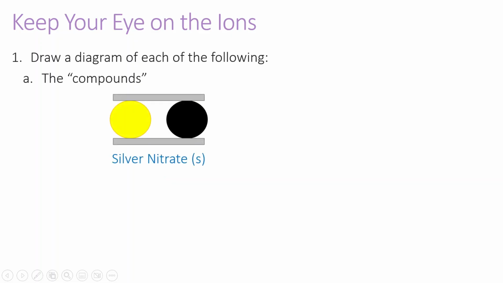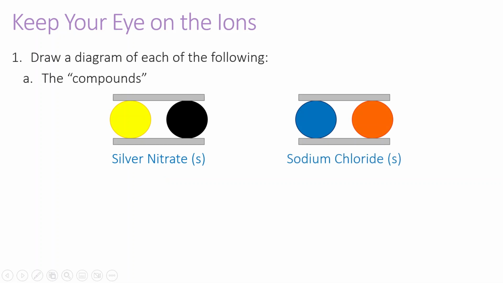So we want to draw a diagram for each of the compounds. So here we have silver nitrate. That's going to be the yellow and black. And then we have sodium chloride, which is blue and orange. So right now, these both represent solid. The little slips of paper shown here as these gray rectangles, those represent the ionic bonds that are holding together those ions. So holding together silver and nitrate, and then the bonds holding together sodium and chloride.